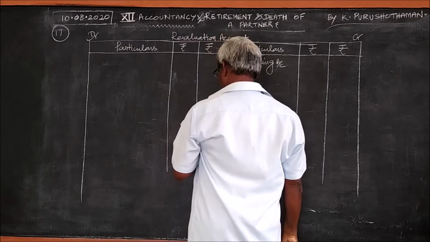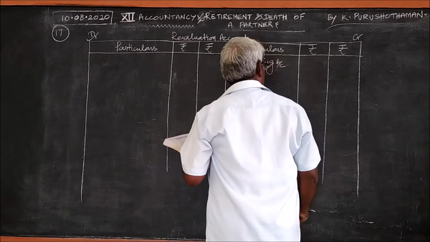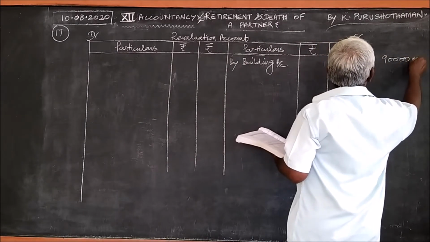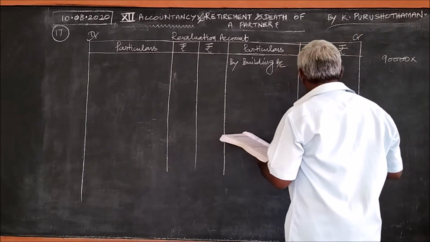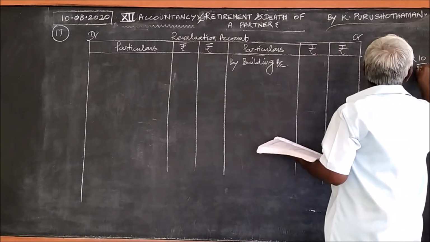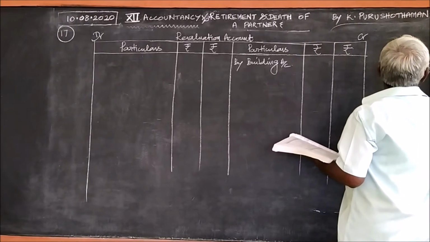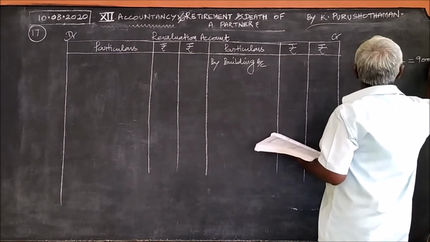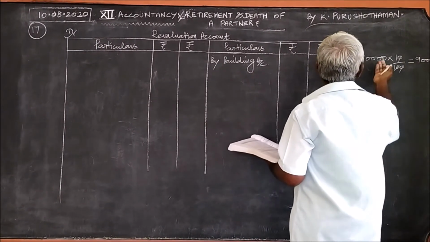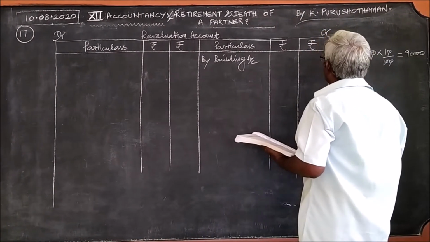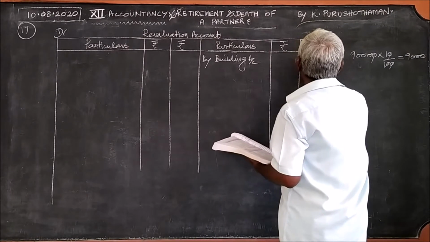What is the value of building? Value of building is 90,000. For 90,000, 10%, 10 by 100, which is equal to 9,000. For 10%, we can find the value easily by removing one 0 from the number. I told you. So, 9,000.